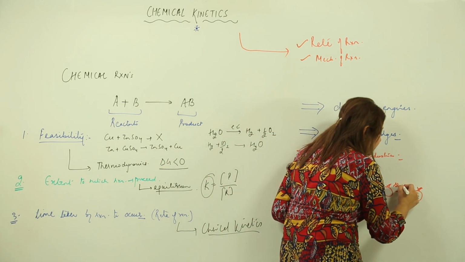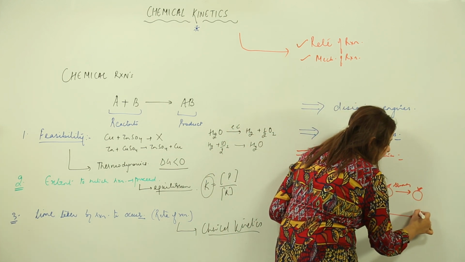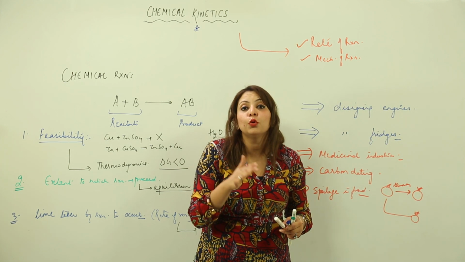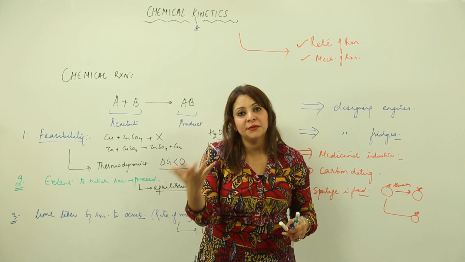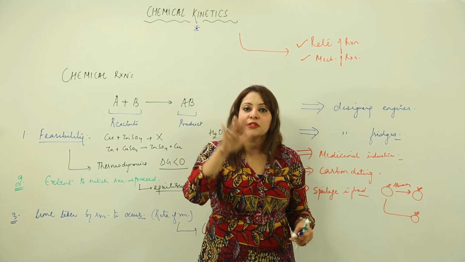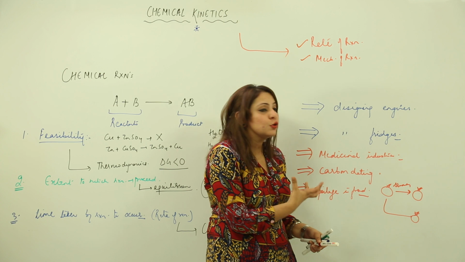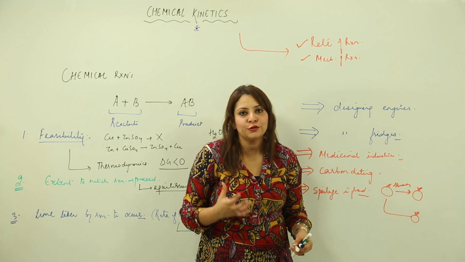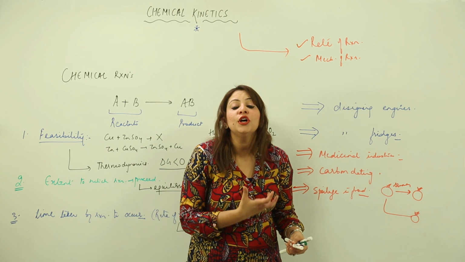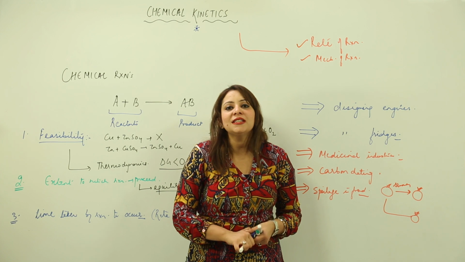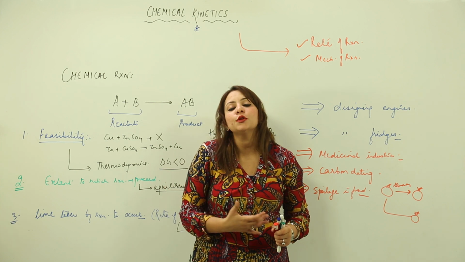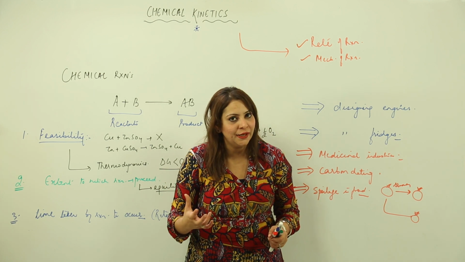But in the winters, it remains fresh for longer, for one or two days, because the reaction slows down. In summer, the rate of reaction is faster, which leads to spoilage of food. But in winters, the rate slows down, so there is less spoilage of food, right? So here again we see chemical kinetics working, because the rate of reaction matters. So chemical kinetics is a branch which deals with the study of the rate of reaction, and also with the mechanism by which the reaction takes place.